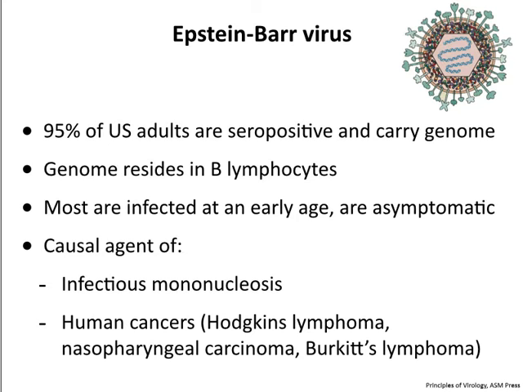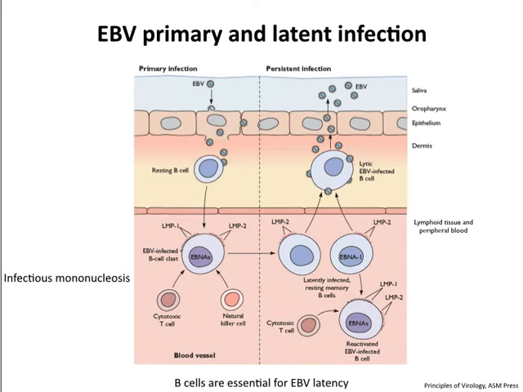It also causes a number of human cancers of B cells, Hodgkin's, nasopharyngeal, and Burkitt's lymphoma. And it's, again, a herpes virus much like herpes simplex in its structure. Again, this virus infects mucosal epithelial, particularly the mouth. It's released in the saliva and transmitted by respiratory secretions.